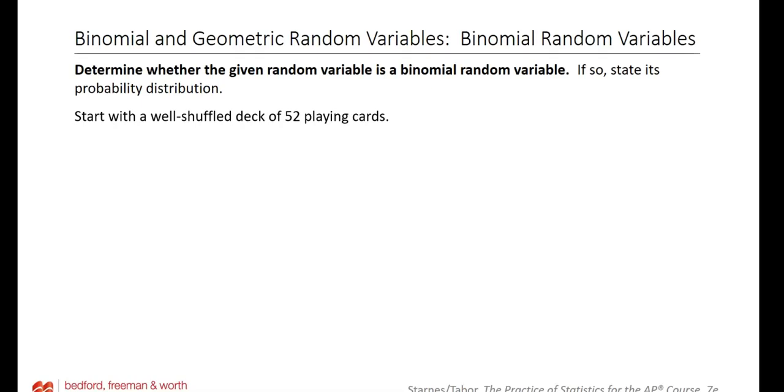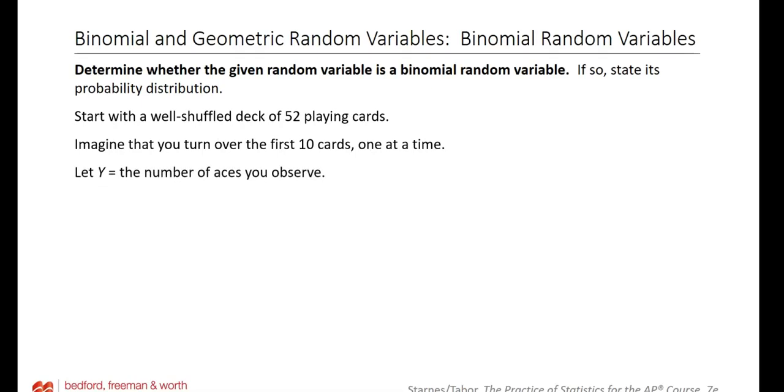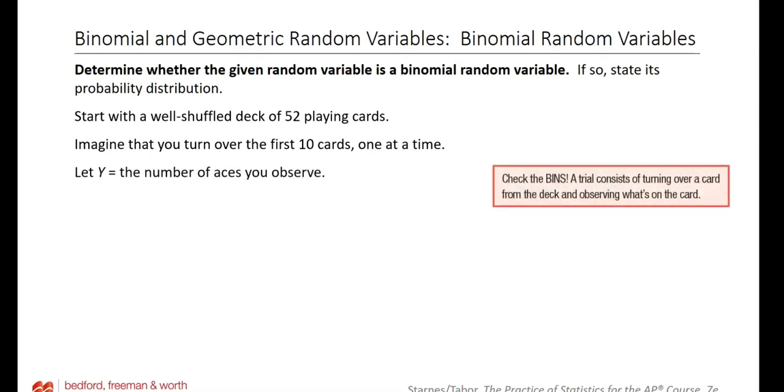Start with a well-shuffled deck of 52 playing cards. Imagine you turn over the first 10 cards one at a time. Y is the number of aces you observe. Check the BINS. So, binary: outcome, getting an ace is success, not getting an ace is failure. Passes the first check. Independent events? What if I turn over an ace for the first card? Is there a different probability now since there's only 3 aces left instead of 4? Yeah, so it's not going to pass the test for independence there.